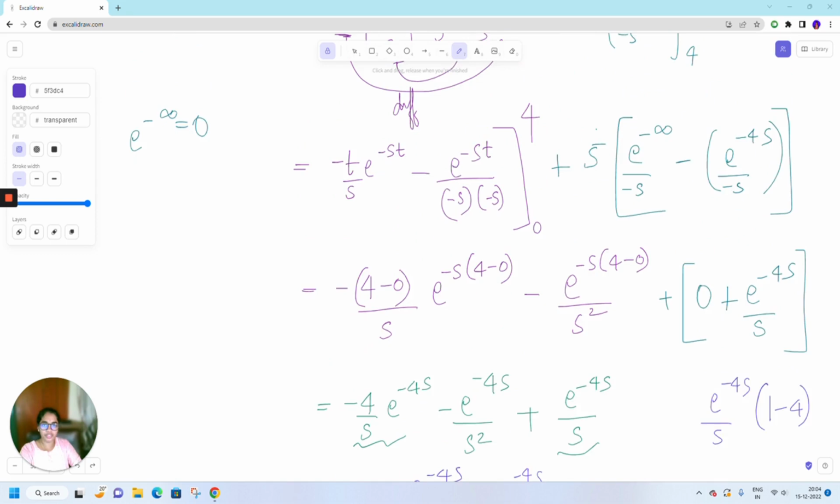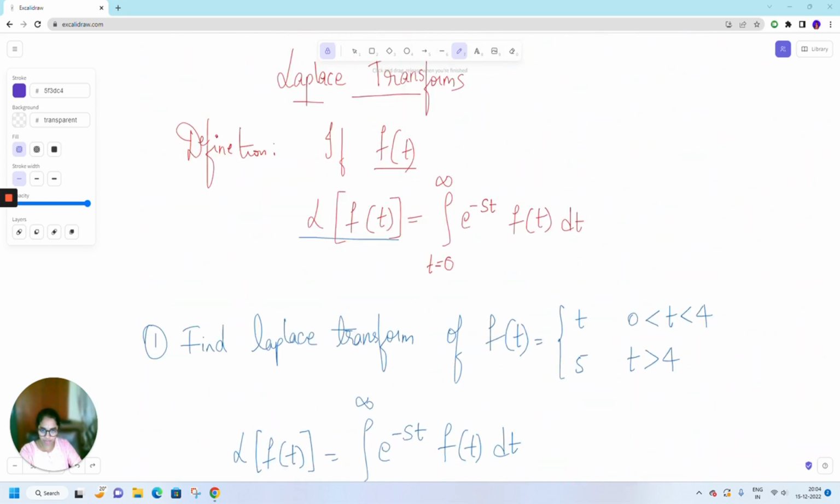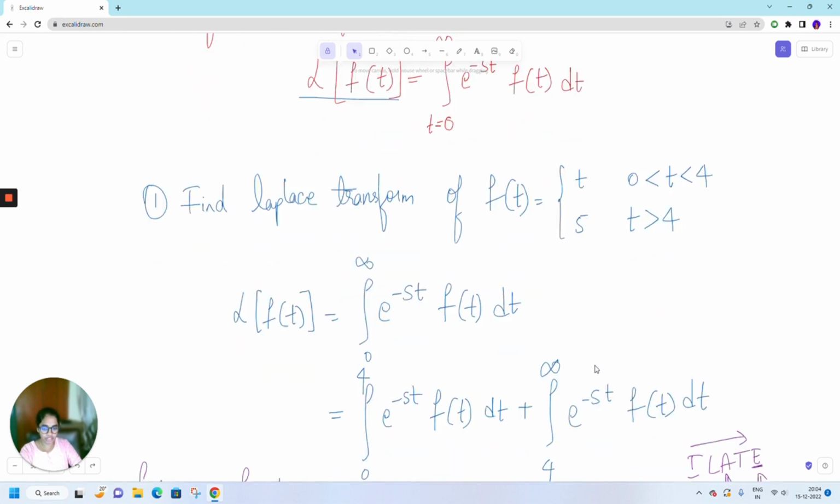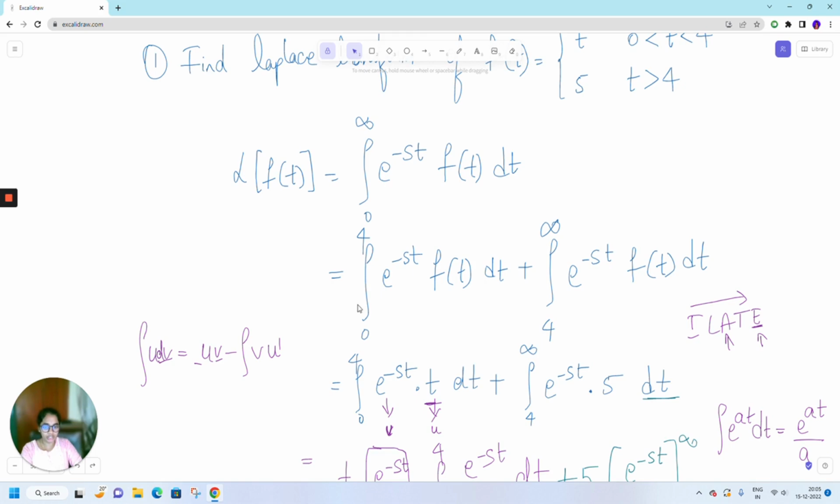So yes, how did we start? We defined the Laplace transform. This is how we denote Laplace transform. And then we took a problem where they're asking us to find Laplace transform of f of t. We applied the formula, that is the definition. Since they have split the integral from 0 to 4 and 4 to infinity, I just wrote it like this, from 0 to 4 and 4 to infinity.